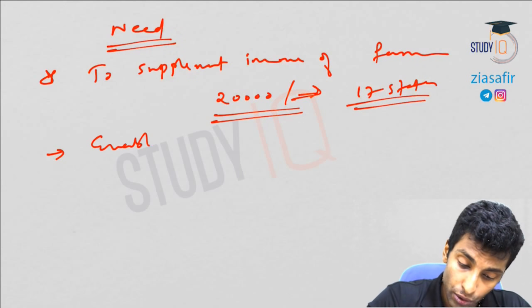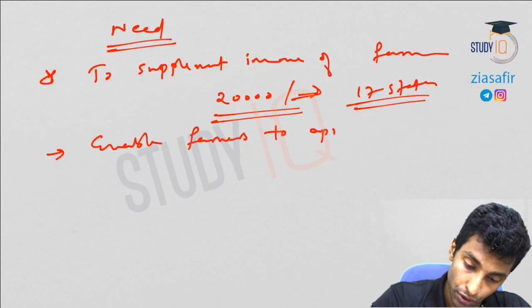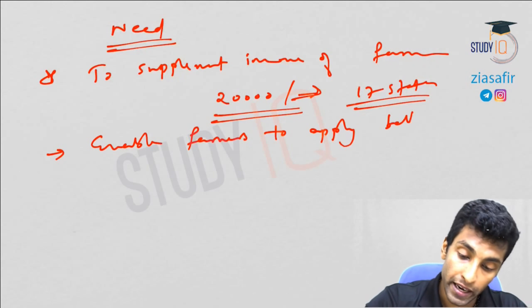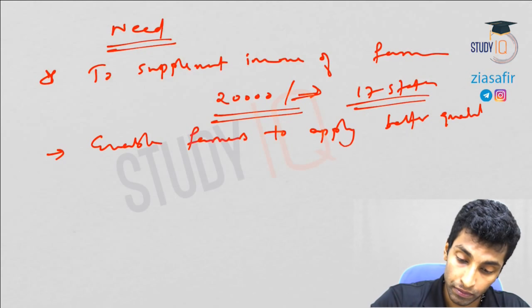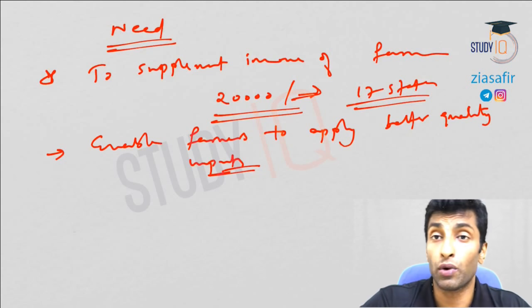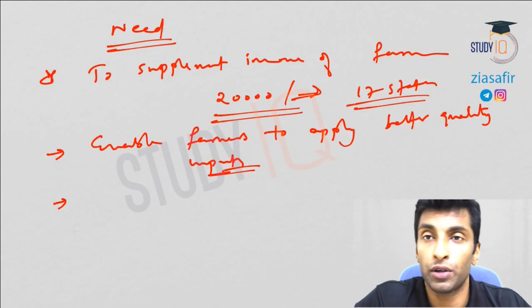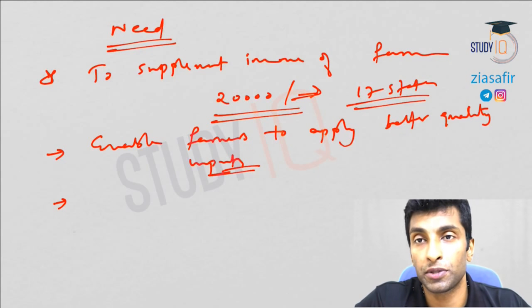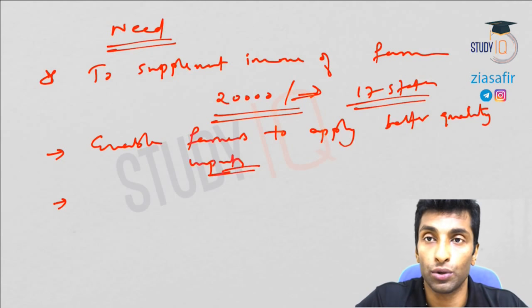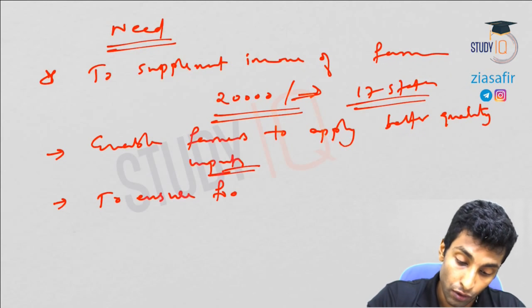Then it also enables farmers to apply better quality inputs like better quality of seeds, etc., so that the production will be enhanced. Then the most important one, to ensure food security. If you don't give subsidy, there won't be production, so it affects the food security. That is a big problem, right? So, to ensure food security.